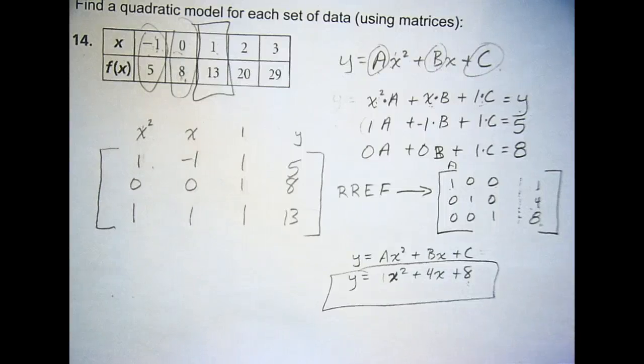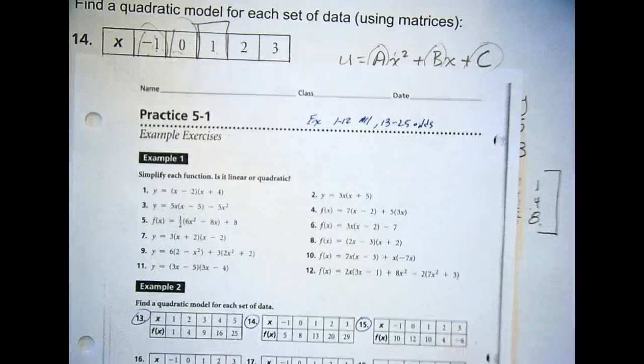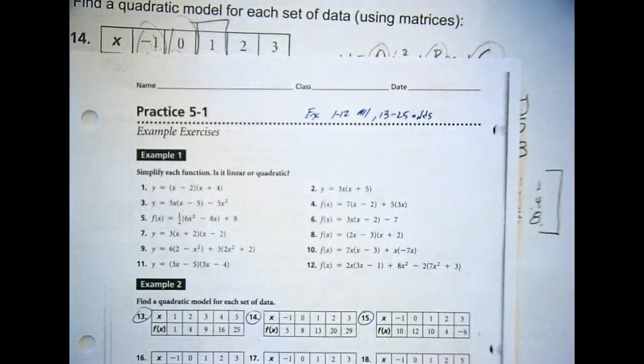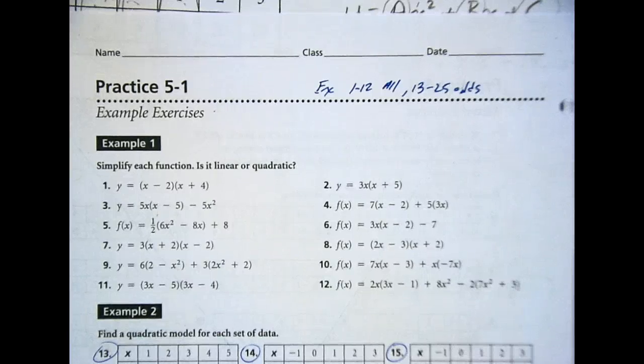That's up to you. Your assignment today is 1 through 12 all, 13 through 25 odds on the example side. So example side, 1 through 12 all, 13 through 25 odds. Crap, 25 is not.